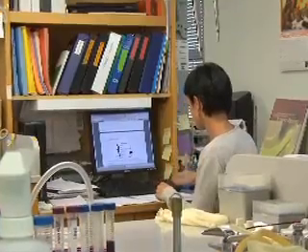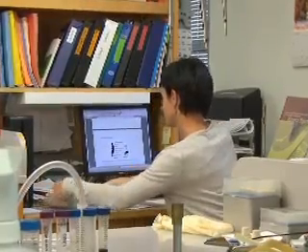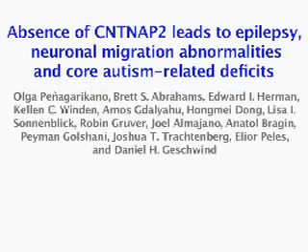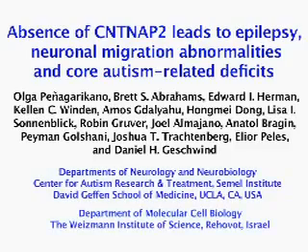To begin to study the mechanism of how CNTNAP2 might lead to autism, Olga Peñagarikano, a postdoctoral fellow in the lab, extensively investigated a mouse model of autism from a pathological, developmental, and behavioral standpoint. And she shows striking parallels with patients with cortical dysplasia focal epilepsy syndrome, as well as finding the core deficits that are seen in autism, that is, deficits in social behavior, repetitive restrictive behavior, and communication.